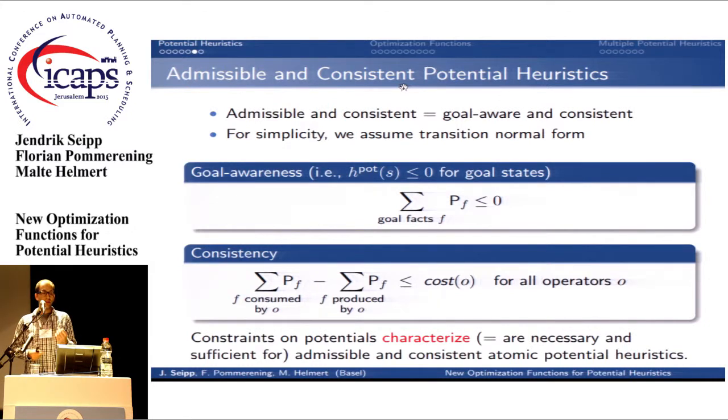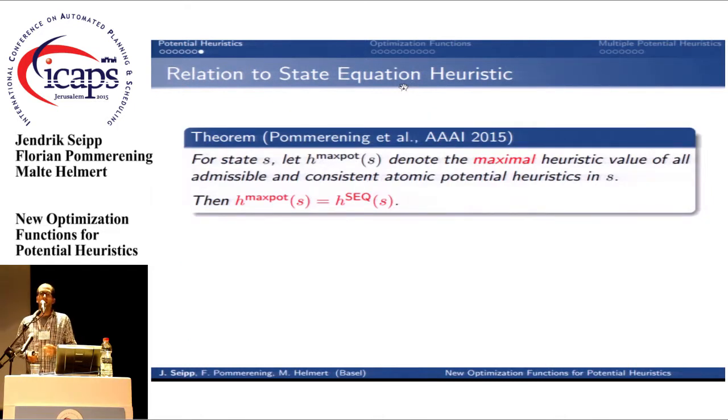Okay, and then an interesting thing is that these constraints characterize, meaning these are necessary and sufficient conditions for all admissible and consistent atomic potential heuristics. There's one interesting relationship to an already existing heuristic, namely the state equation heuristic.